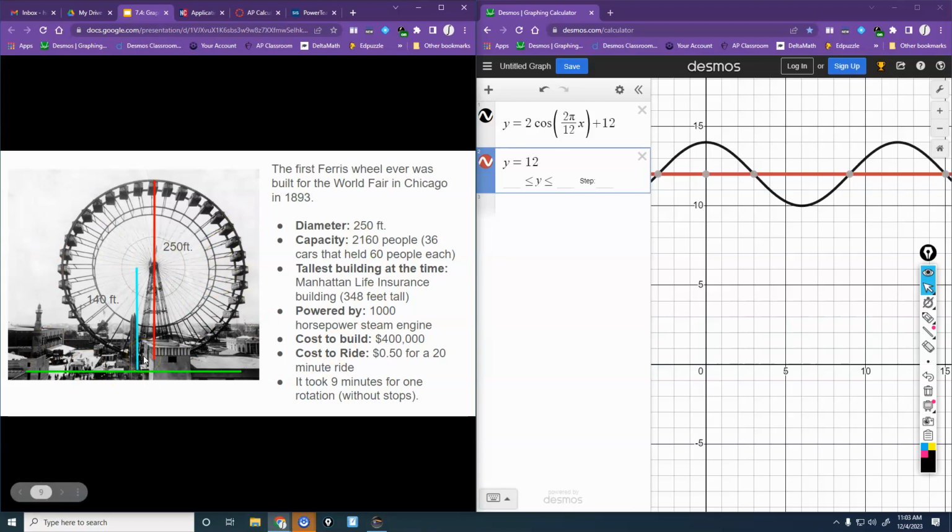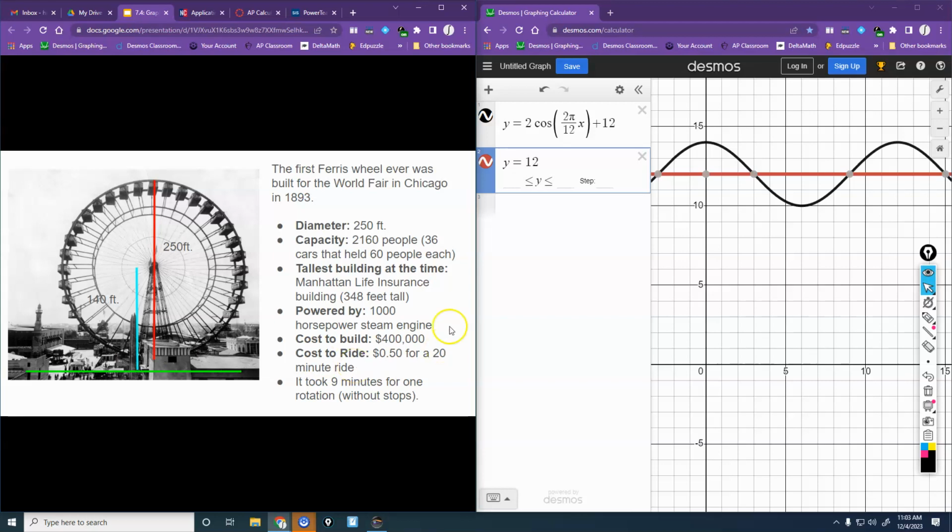The workers that were building this, several of them, I'm sure all young males, whenever they rotated it for the first time, not even with cars on it, several of the workers just jumped on and grabbed onto this and rode it around 250 feet in the air without being secured at all. It took 9 minutes for it to go all the way around without stop. So it took longer than that for it to load and unload.